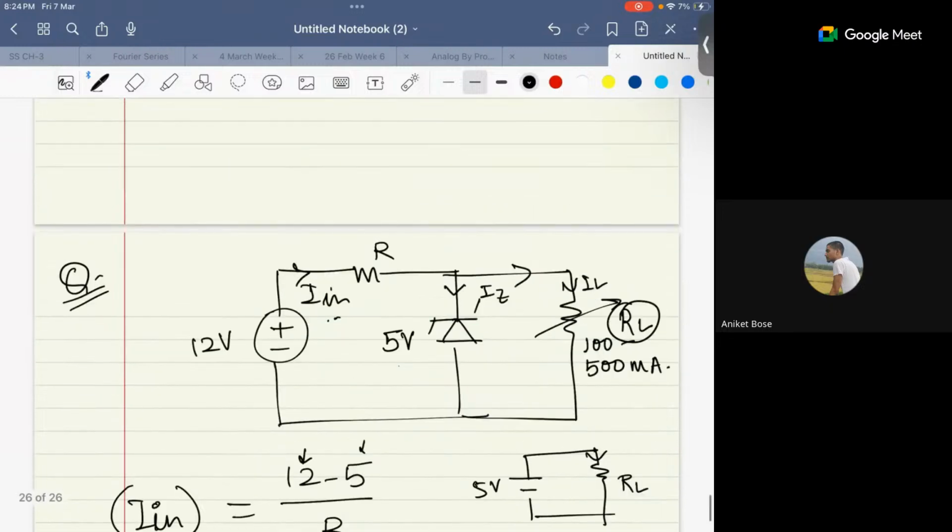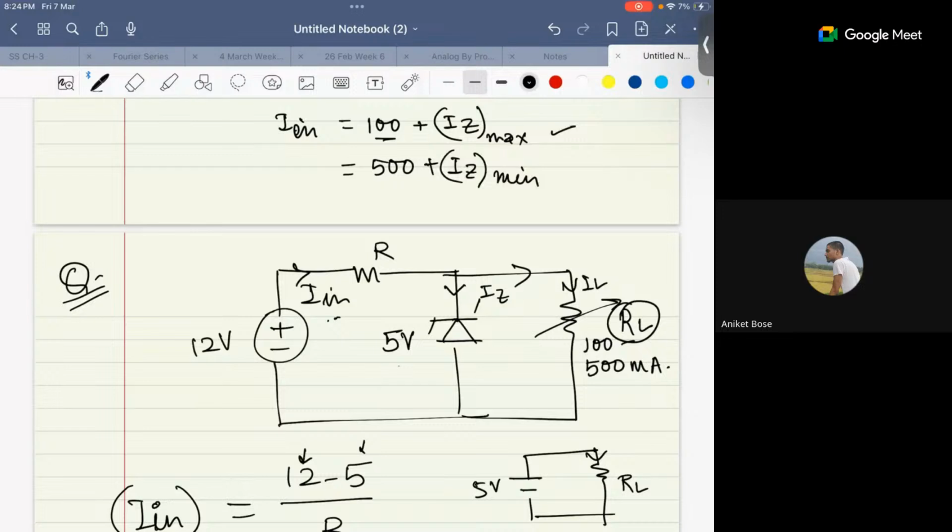If you use IL, it is also known. I input is equal to what? IL, right? IL is, if this is 100 milliampere, plus IG, correct? And this IG, if this is minimum, this will be maximum. Similarly, this is 500 plus IG minimum. You are able to understand this, right? If this is minimum, this will be maximum because you are getting some fixed value here. Are you able to understand this or not? Okay.